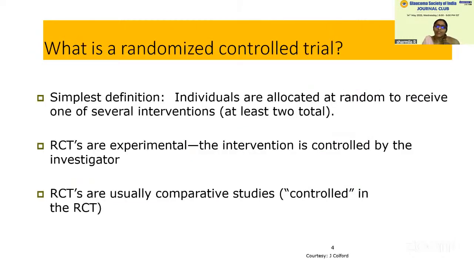So first and foremost is the RCT. The randomized control trial is the most authentic and, I think, the top part of any clinical trial. These can be simply defined as patients being randomly allocated to receive one of the two interventions. So these are generally experimental, and the intervention here is controlled by the investigator. And RCTs, as the name denotes, always have a control arm, a comparative control arm with the intervention group.